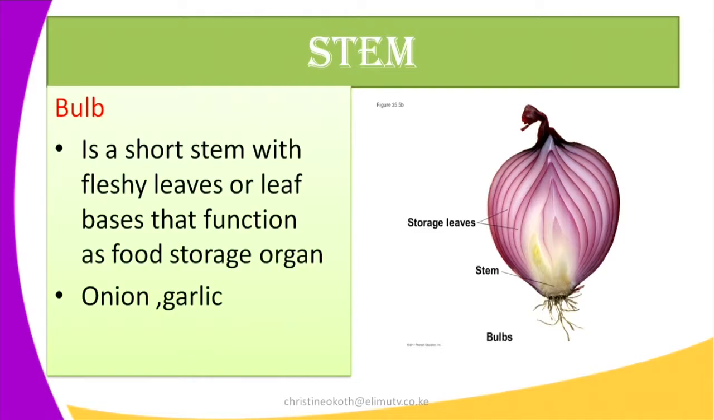You have the stem there, the whitish part that you see when you cut the onion cross-sectionally. You see the whitish part there, that is the stem. Then the leaves are the ones which are going to be used now as the storage organs in that plant.